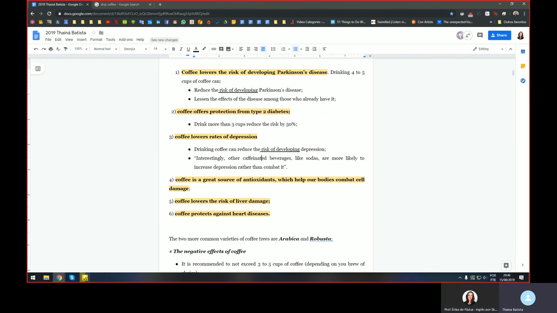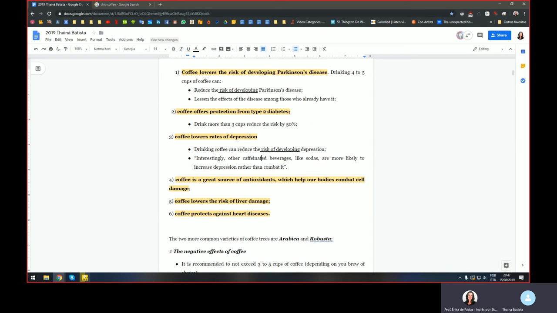And the fourth, coffee is a great source of antioxidants, which help our bodies combat cell damage. And fifth, coffee lowers the risk of liver damage. And sixth, coffee protects against heart diseases. Oh, so it helps the body a lot, right? Yeah, let's drink coffee.